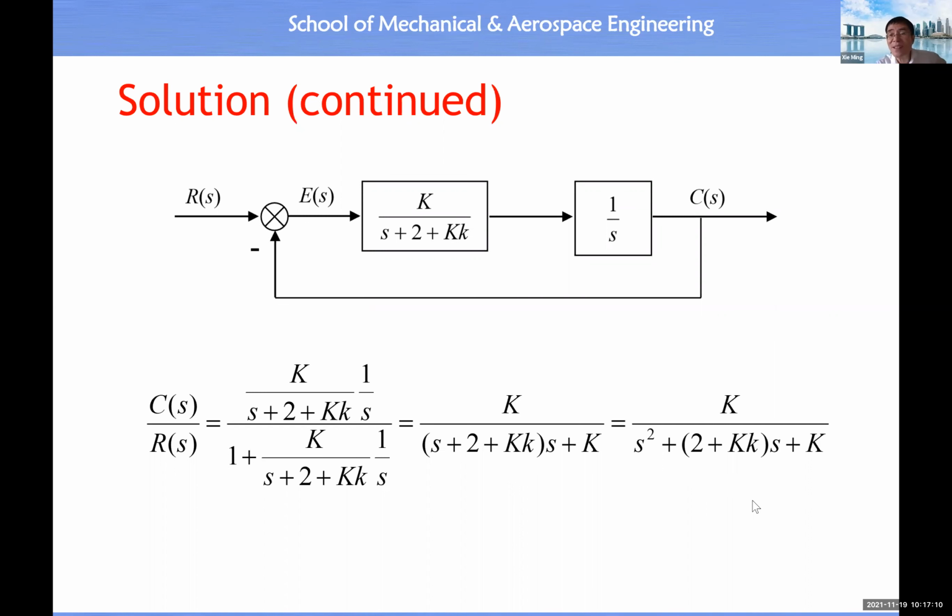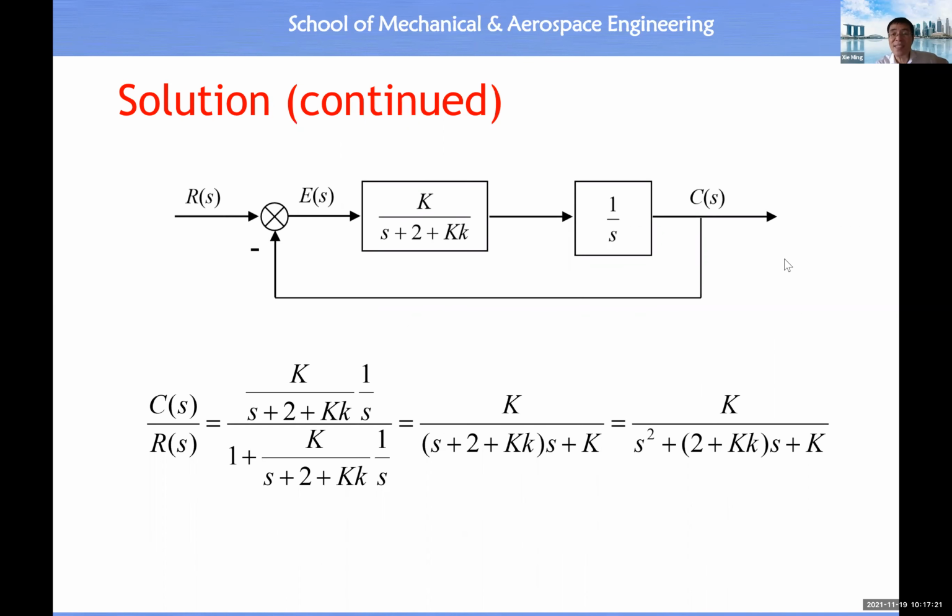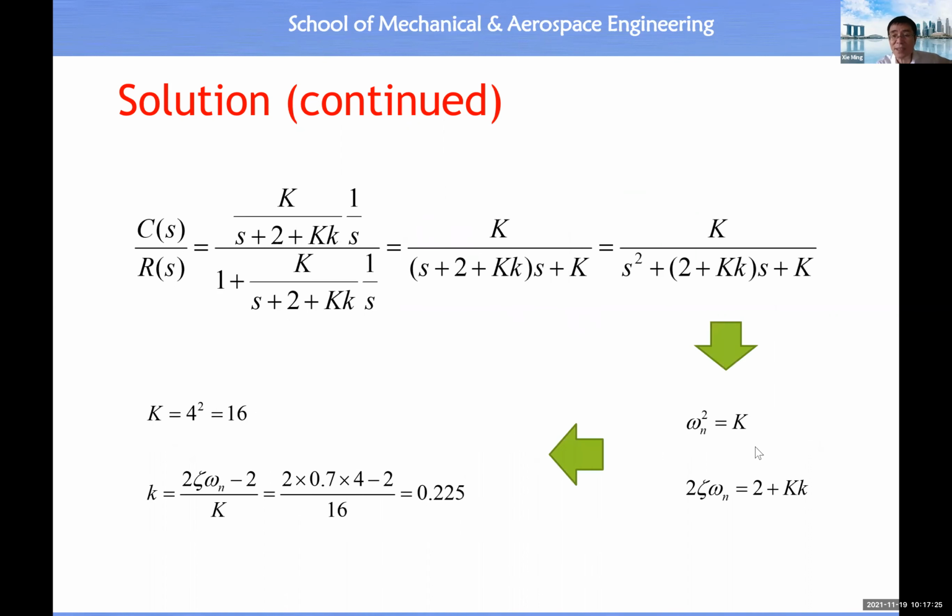Immediately you know, this is omega n squared. This is 2 zeta omega n, okay? And the question tells you what should be the zeta, what should be omega n. Then you have an equation for you to determine capital K, smaller k. So from this transfer function, immediately you know omega n squared equals K, 2 zeta omega n equals 2 plus K, smaller k, okay?